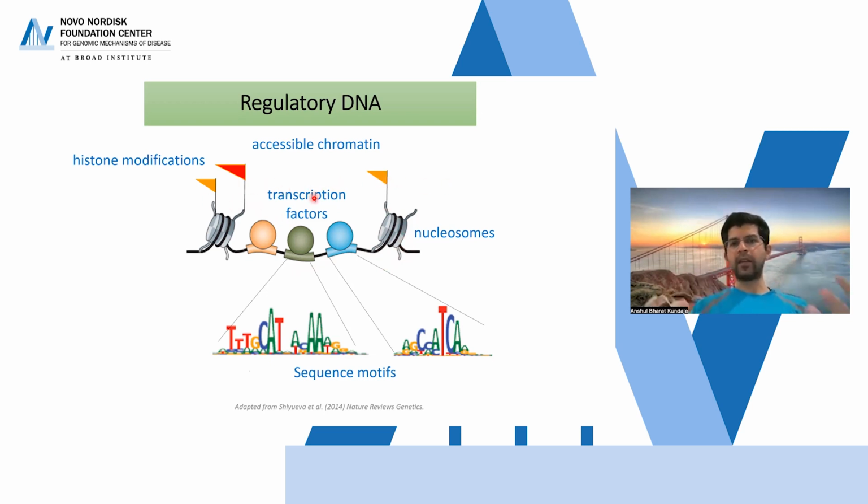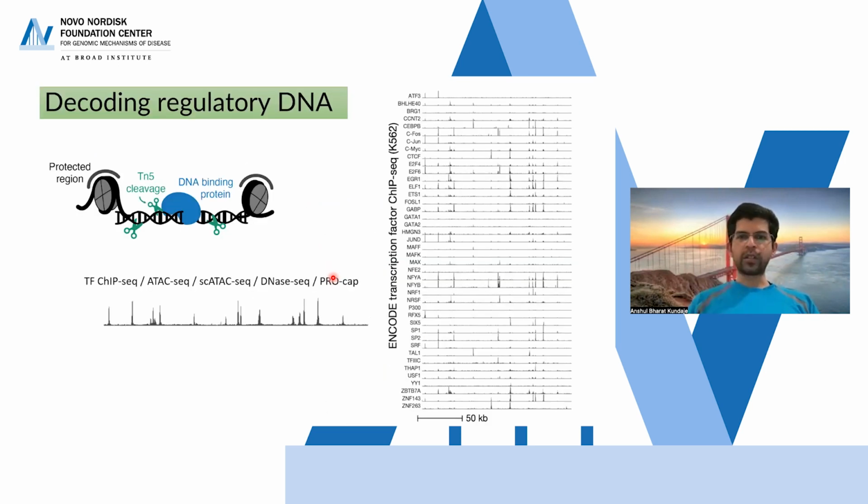And collectively, this is the architecture of the regulatory DNA. And we're going to focus on the sequence code, trying to understand how evolution has encoded regulatory logic in these elements, enabling transcription factors to perform exquisite regulatory functions in specific cell contexts. And we're going to focus mainly today on chromatin accessibility assays.